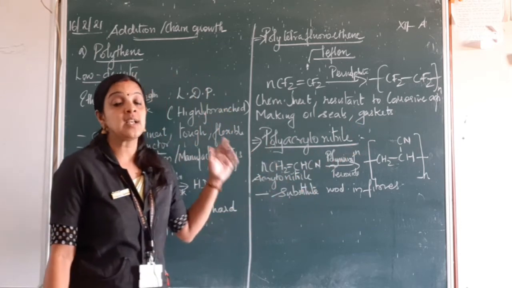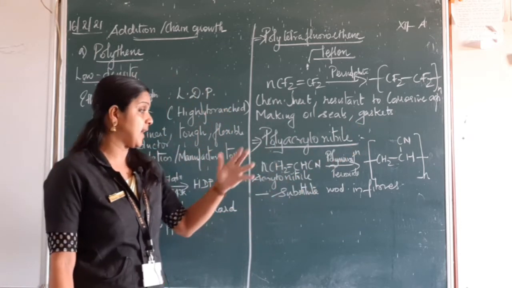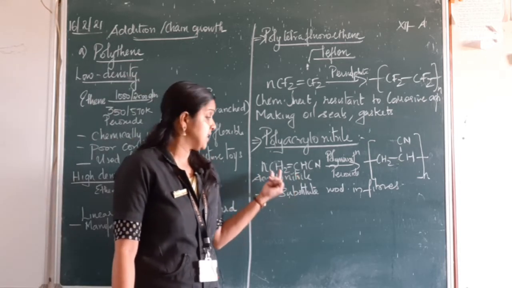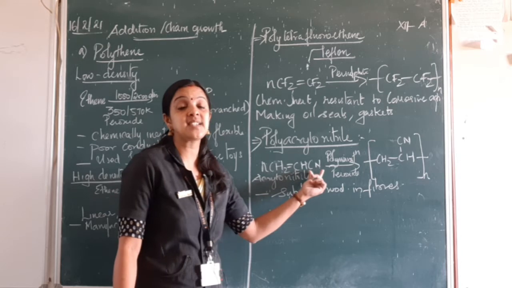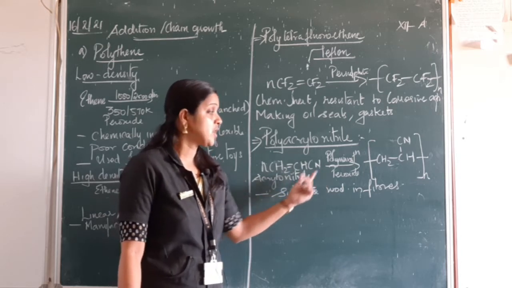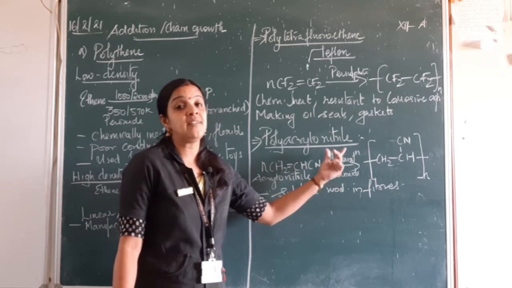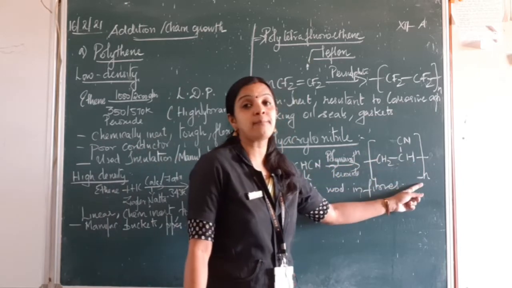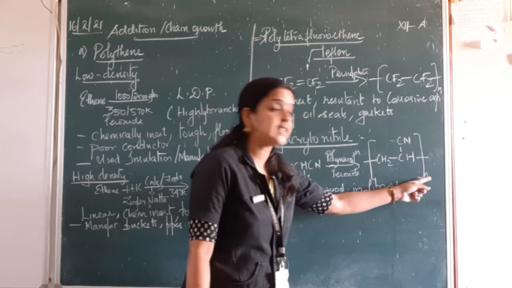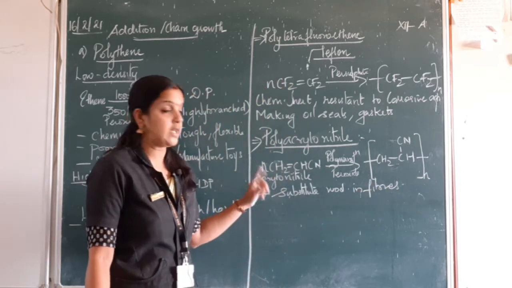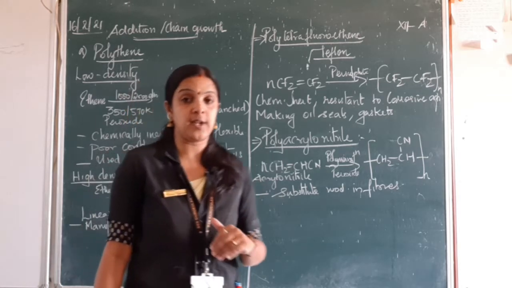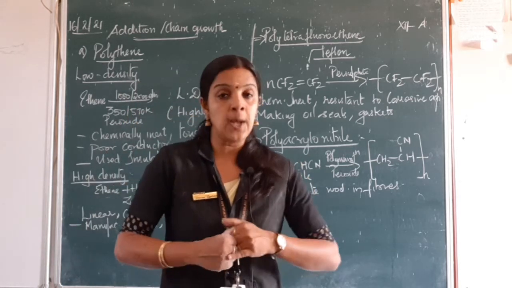The next one is polyacrylonitrile, where you can see here this is acrylonitrile, CH2 double bond CHCN, and this is a cyanide group which in the presence of peroxide will undergo polymerization, the double bond breaks and you get a polyacrylonitrile with N times of the monomer unit. This is used as a substitute for wool in the fiber industry. So these are the main addition polymers.